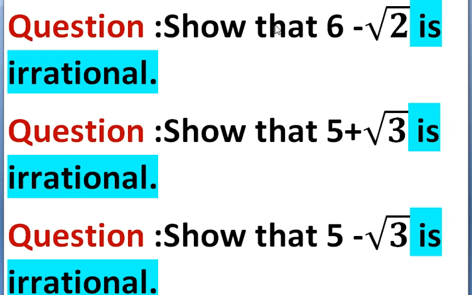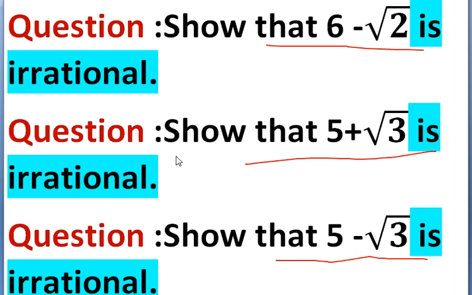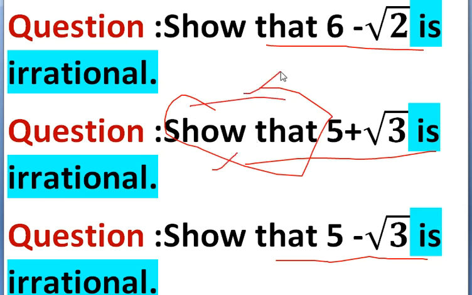For your good practice, some questions are given. 6 minus root 2 is irrational, 5 plus root 3 is irrational, 5 minus root 3 is irrational. You can solve these questions, and you can send me the solutions on Telegram, Mataji class.